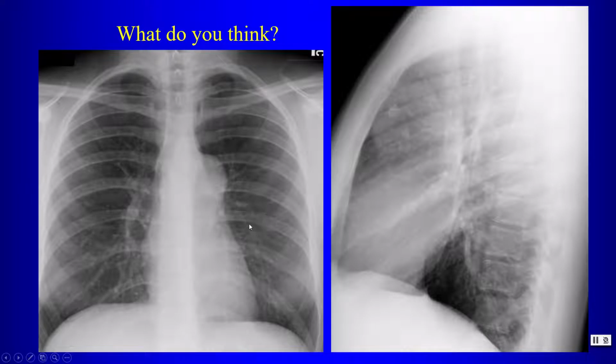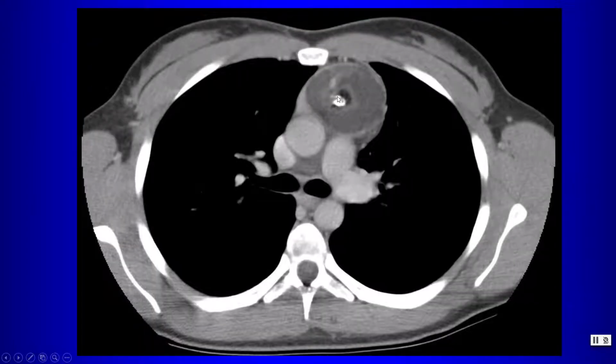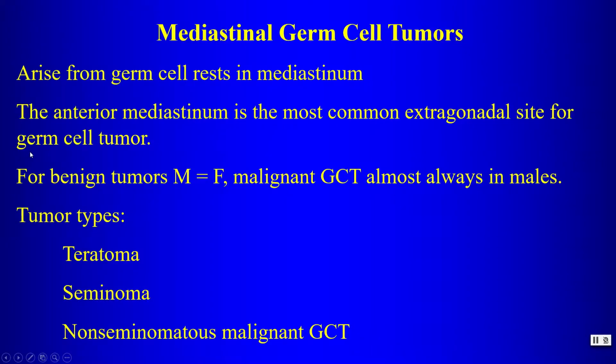So in this example here, we also have an anterior mediastinal mass. A clue on the lateral view is that we have some calcification within the lesion. And on the CT, we notice calcification. We also notice fat and fluid. So what does this turn out to be? This is a teratoma, also a germ cell tumor arising primarily within the mediastinum.